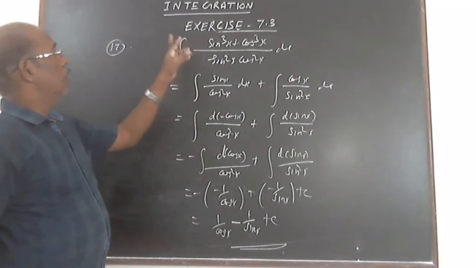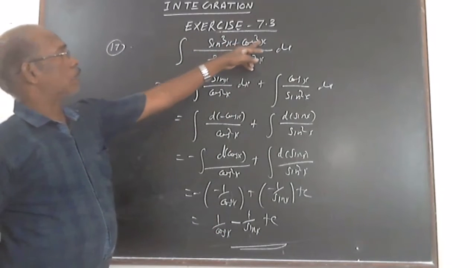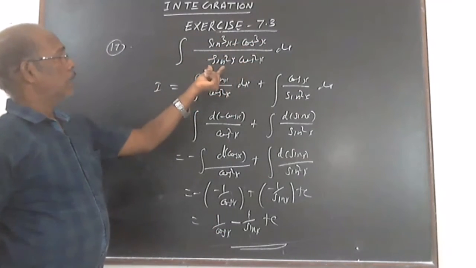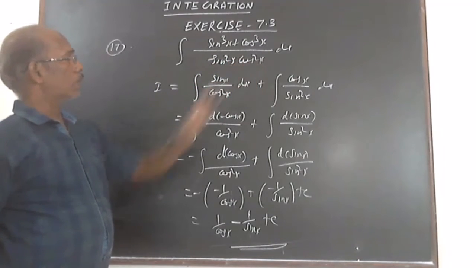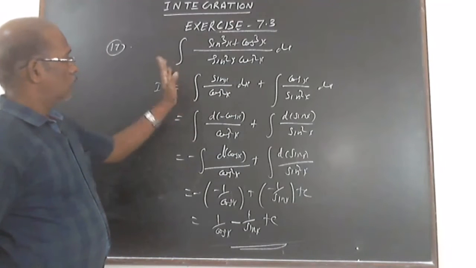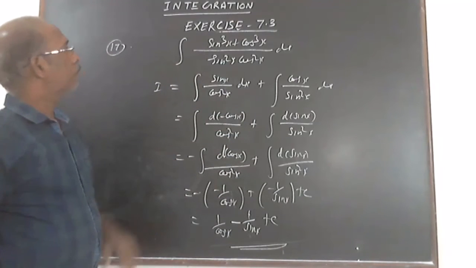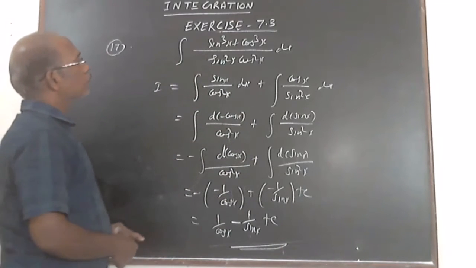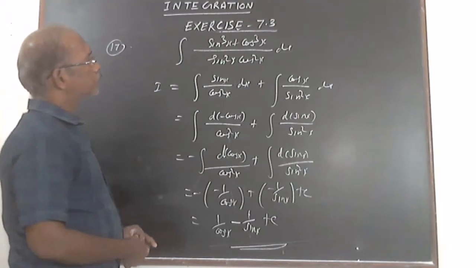Integrated value of sin cube x plus cos cube x divided by sin square x into cos square x. And we have used the separation and a substitution.